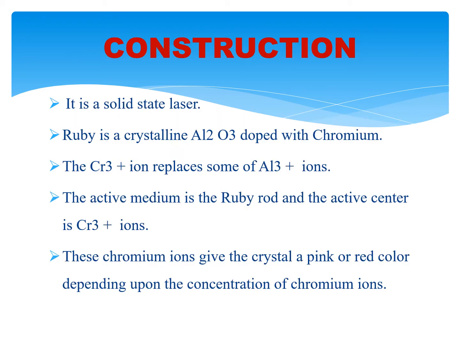Construction. It is a solid state laser. Ruby is crystalline aluminium oxide, Al2O3, doped with chromium. The chromium 3+ ions replace some of the aluminium 3+ ions. The active medium is a ruby rod and the active center is chromium 3+ ions. These chromium ions give the crystal a pink or red color depending upon the concentration of chromium ions.